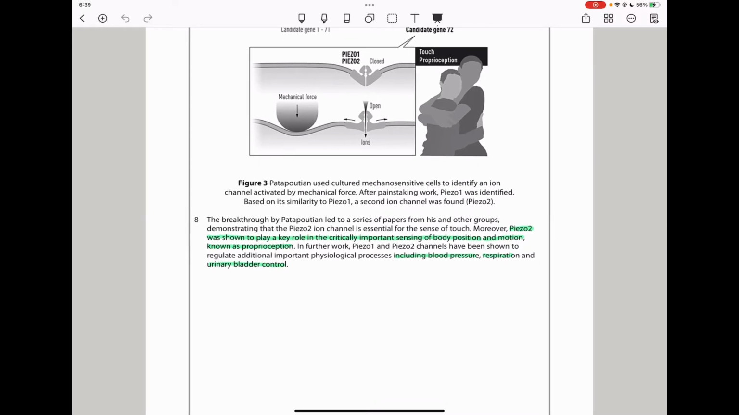Paragraph 8 says, the breakthrough by Patapoutian led to a series of papers from his and other groups demonstrating that the Piezo2 ion channel is essential for the sense of touch. Moreover, Piezo2 was shown to play a key role in the critically important sensing of body position and motion known as proprioception. In further work, Piezo1 and Piezo2 channels have been shown to regulate additional important physiological processes, including blood pressure, respiration, and urinary bladder control.